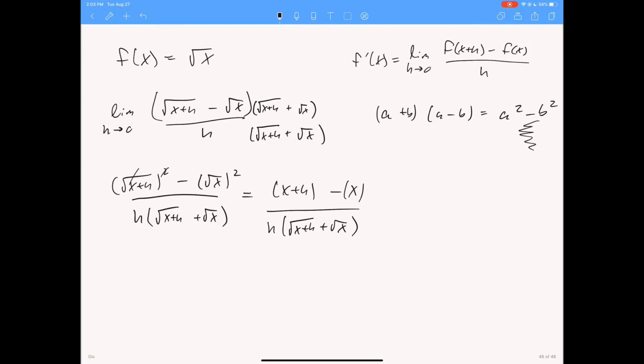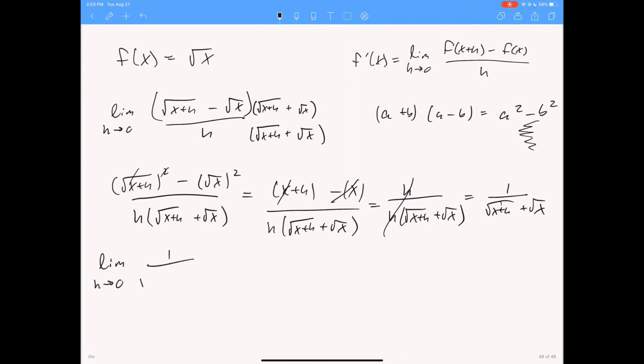Alright, so let's see if we can combine any like terms. Looks like we can. The x and the minus x combine and cancel out. So we're just left with h over h, root x plus h, plus root x. And then as you can see here, the h's will cancel out. That'll be 1 over root x plus h plus root x. Now this is a limit, so let's actually apply the limit. Let me rewrite this first actually. So 1 over root x plus h plus root x.